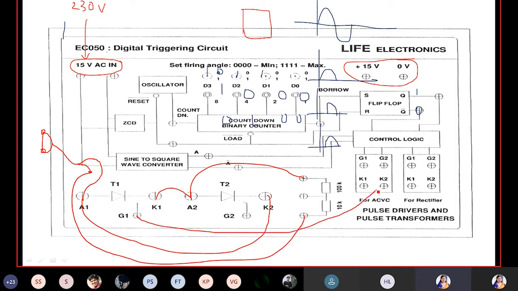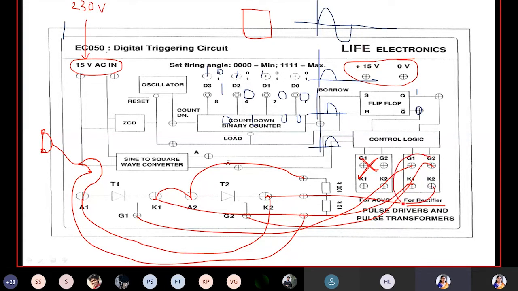From G1 to G1, even for AC voltage regulator in lab, we are using firing pulses generated for the rectifier only, because that is not in working condition, so we can make use of this. G2 to G2, K2 to K2. Like this you need to do the connection.